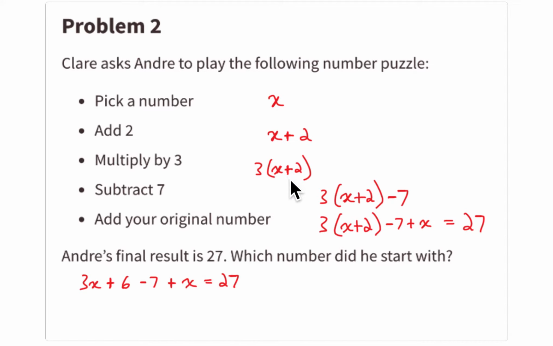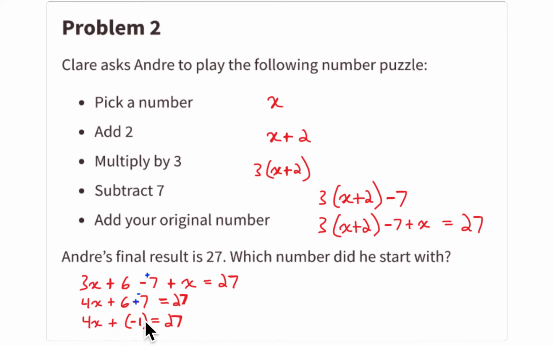If this is 3 times (x plus 2), if I have 3 x's plus 2's, then I have 3 x's, and 3 times 2 is 6. So 3x plus 6, sorry. Now subtract the 7 from that, add x, and that equals 27. So now I can combine the 6 and this negative 7. You're going to add negative 7. That's going to equal negative 1, and I can combine this x with this 3x. So that's going to equal 4x. So now I can get this down to 4x plus 6 minus 7 equals 27.